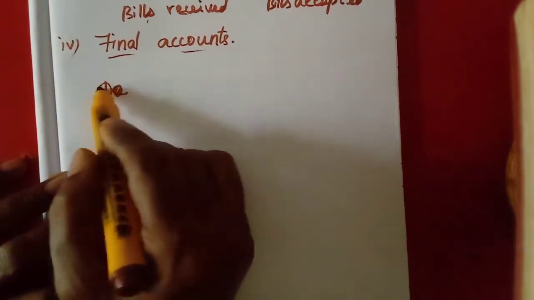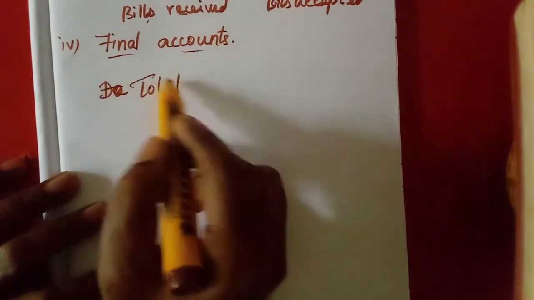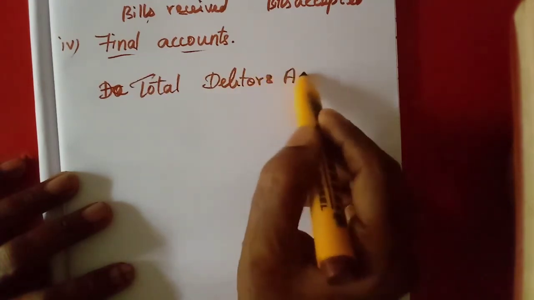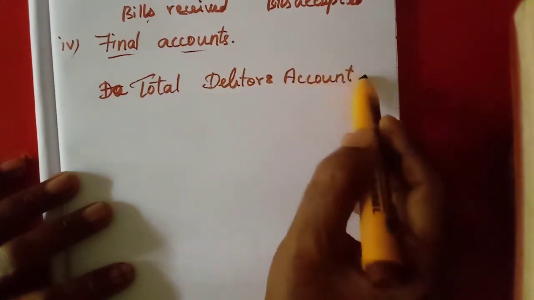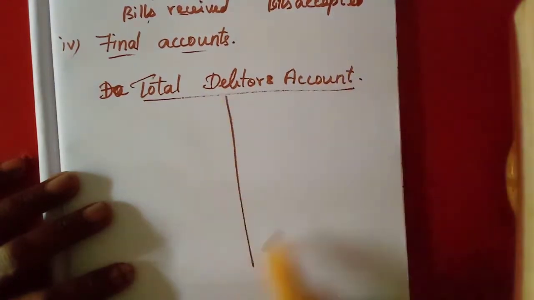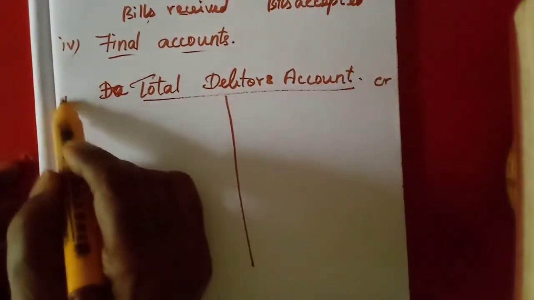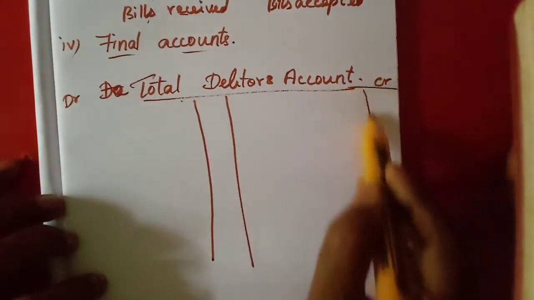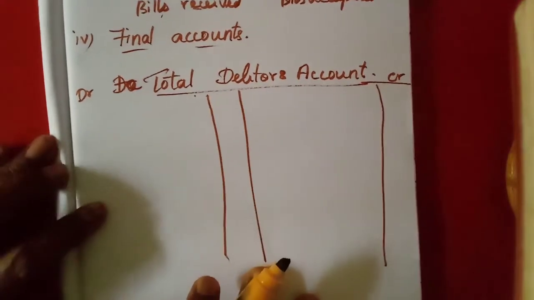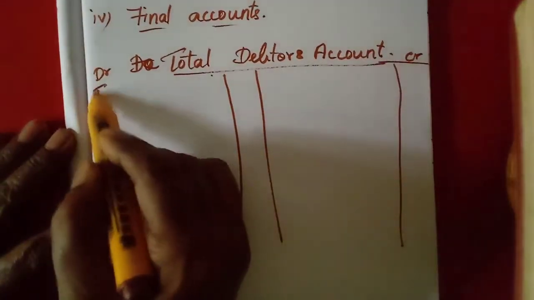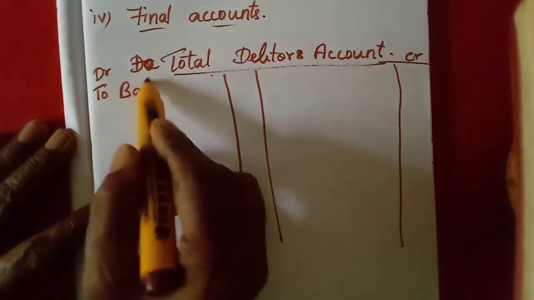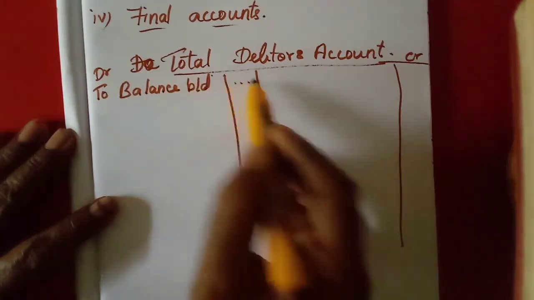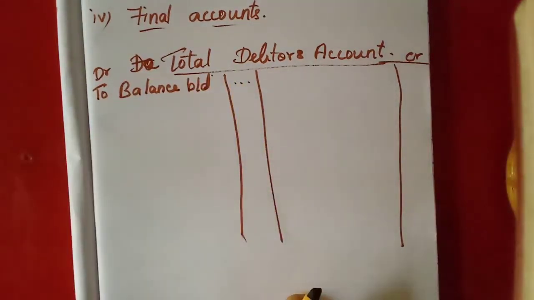Total debtors account. In order to show you, I am using only 1 page, but you have to use 2 pages. Here creditor, here debtor, then 2 amount columns. First, what we have to write? We have to write the balance. To balance brought down. This will be given. So we will write balance brought down.